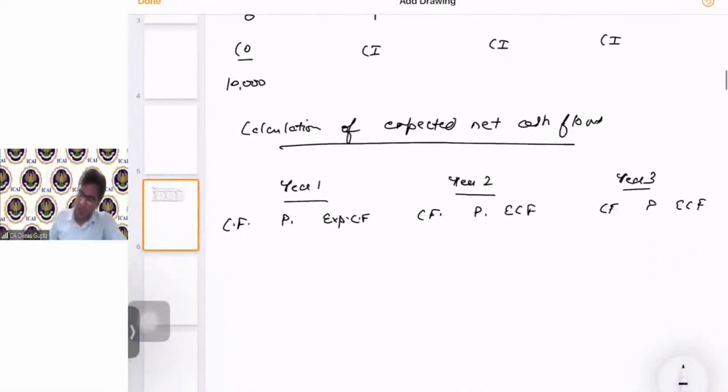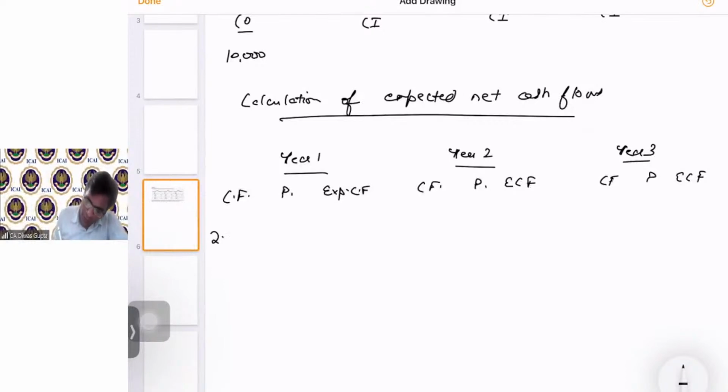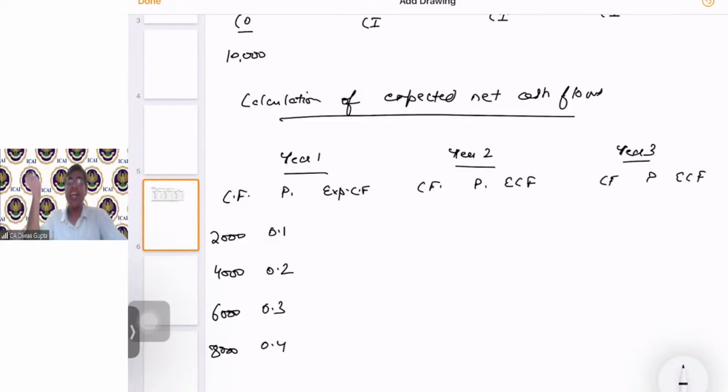So what are the cash flows given for year 1? Year 1 it is 2000 for first scenario with a probability of 10%. Year 1 second scenario is 4000 with a probability of 20%. Then 6000 with a probability of 30%. 8000 with a probability of 40%. So for calculating the expected cash flow, the best possible outcome, the mean, average, whichever name you want to call it, it will just be the probability multiplied with the amount.